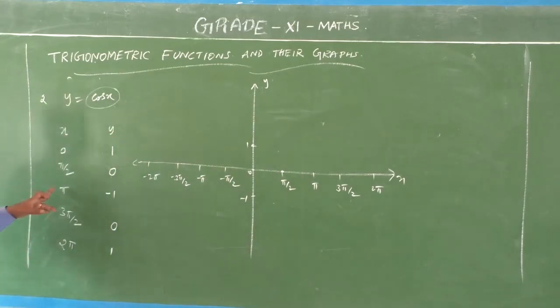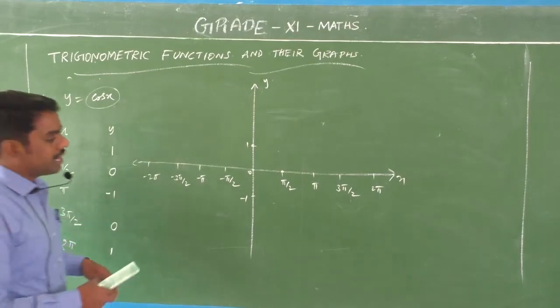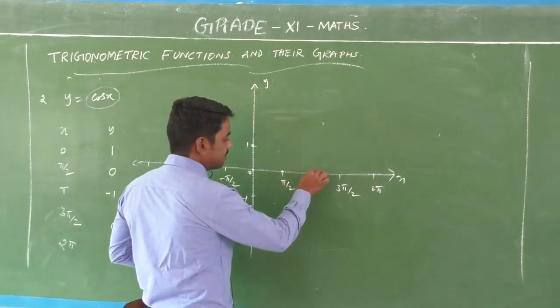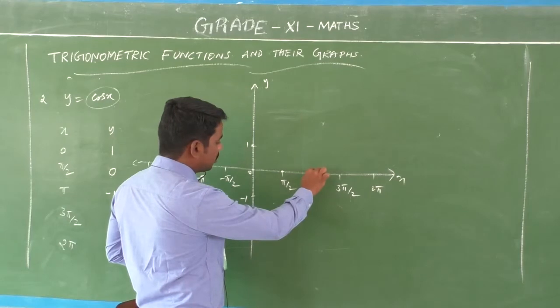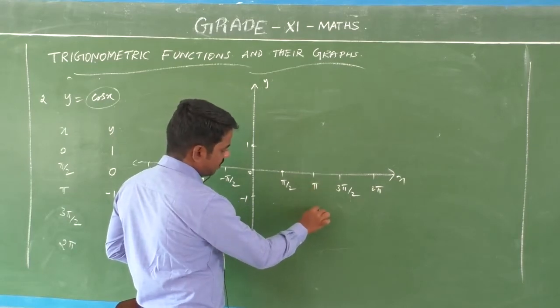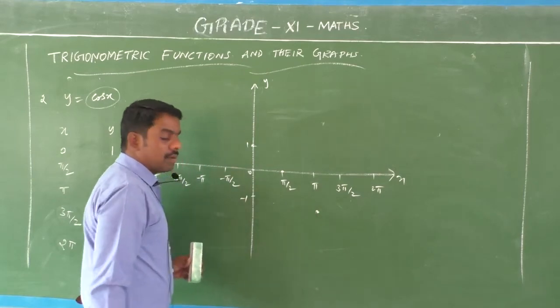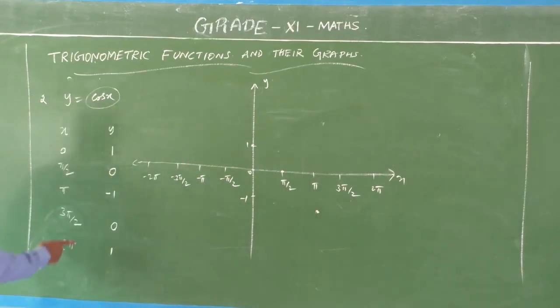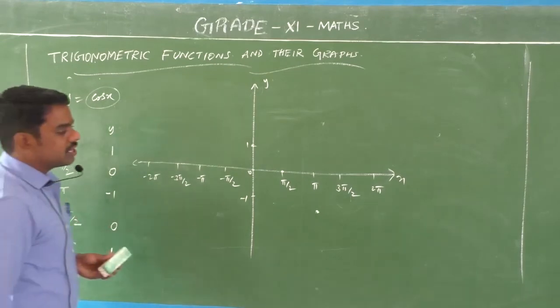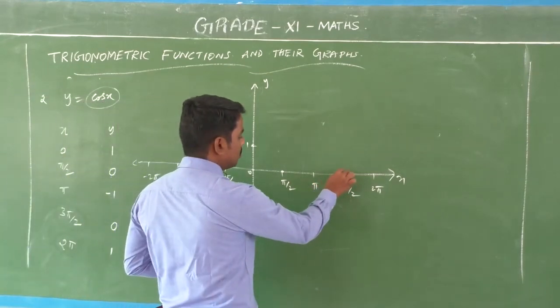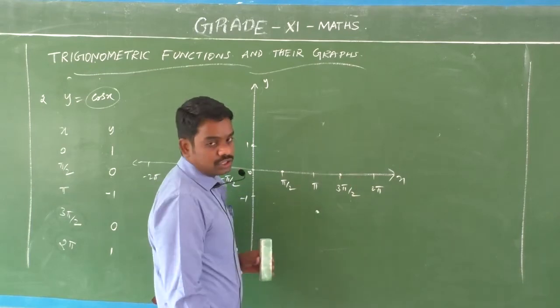Next, x equal to pi and y equal to minus 1. So the point is (pi, minus 1), below the x axis. Next, x equal to 3 pi by 2 and y equal to 0, so the point is (3 pi by 2, 0).